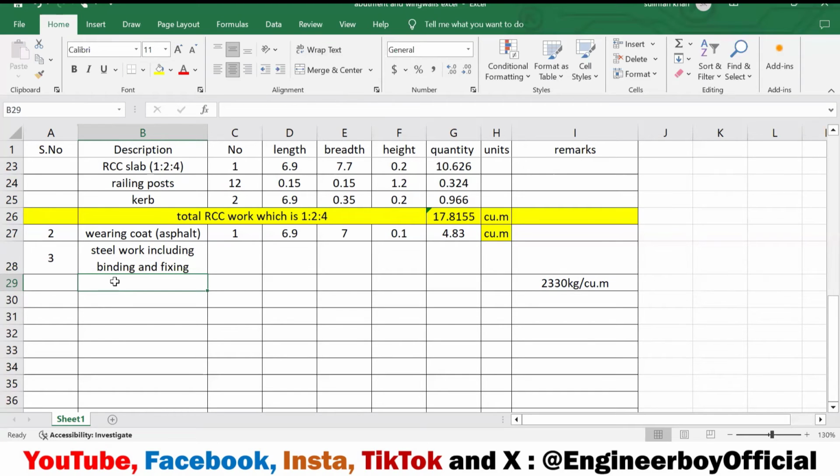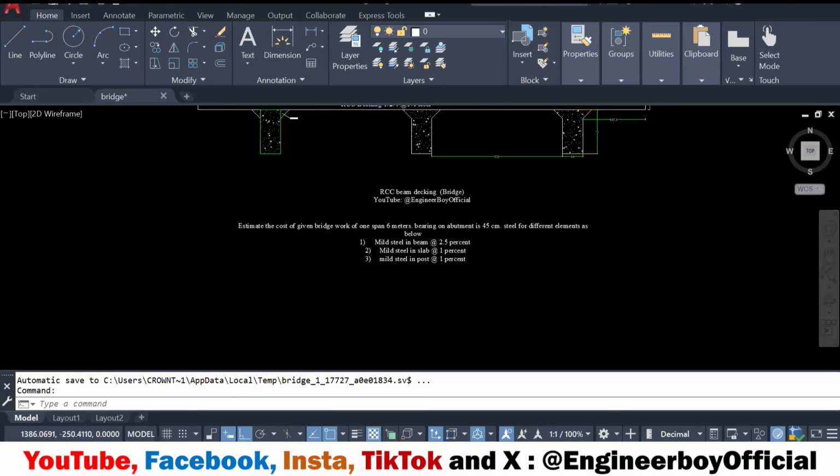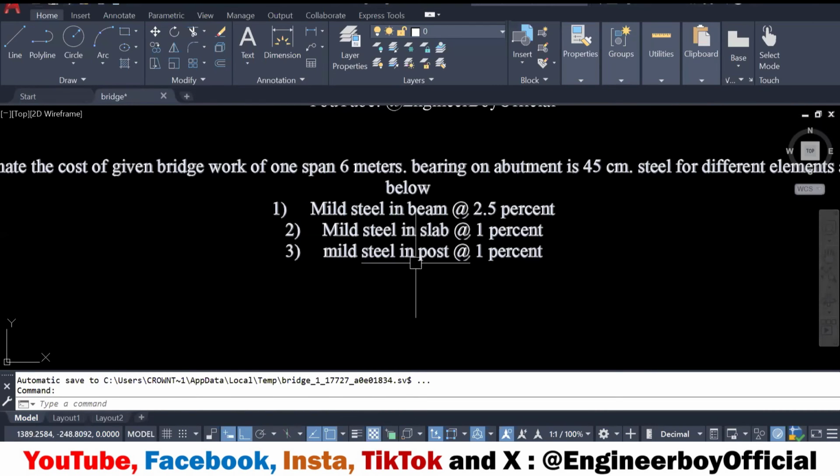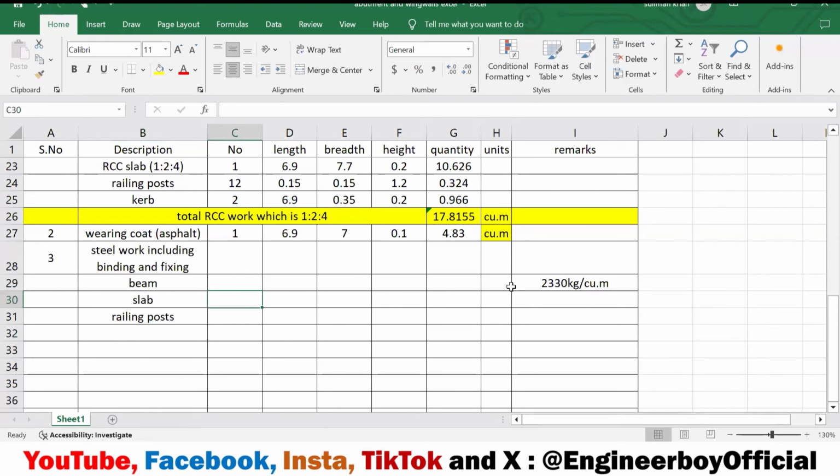Okay, we will be determining steel now, and we have steel in different members. Maybe you can say in the beam, and there is steel in the slab. There is steel actually in the railing posts, and maybe we have nothing remaining over here. Okay, let me just confirm it. We have 3 types: in the beam, as you can see, in the slab, and then in the mild steel. Very simple.